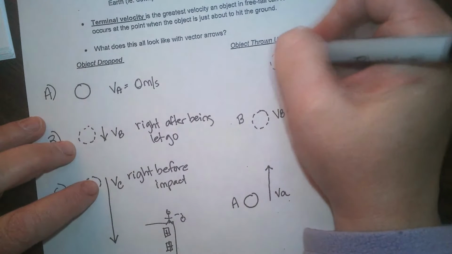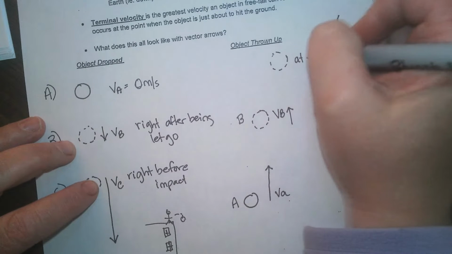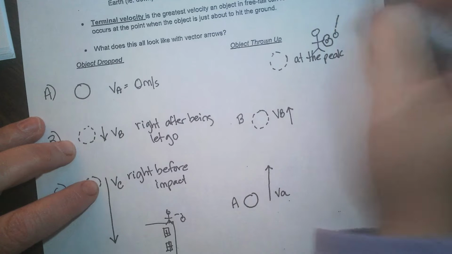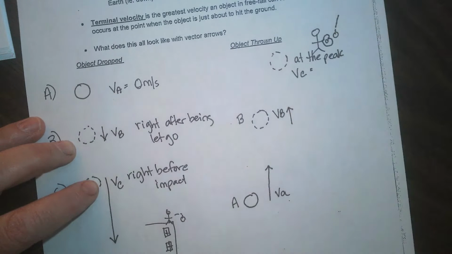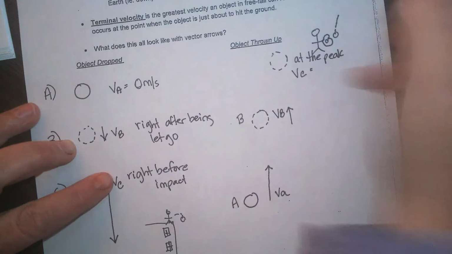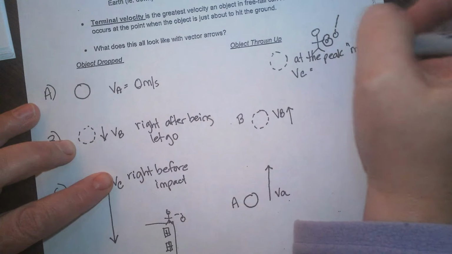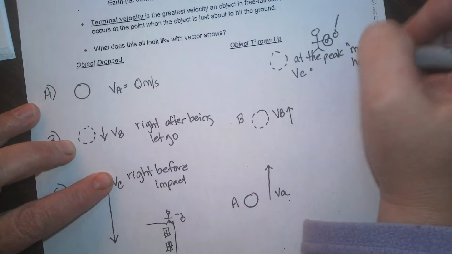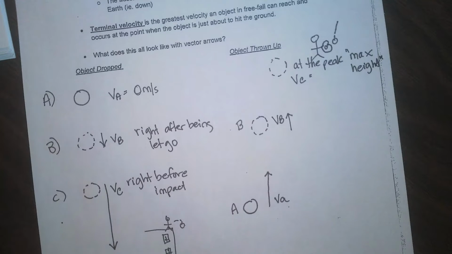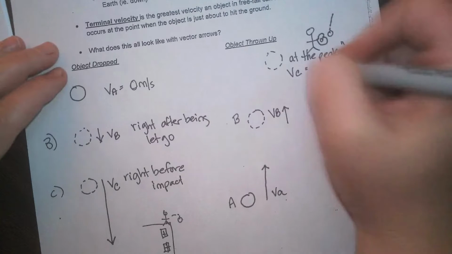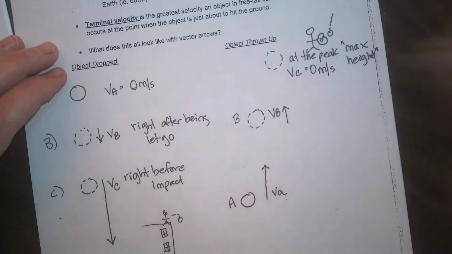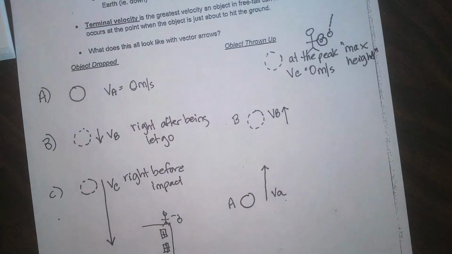Here at the peak, what do we think? At the peak, let's be more scientific. Let's call it maximum height, right before it starts falling down. If we could snapshot it, it went as high as it absolutely could, and then it starts coming back down. What do you think its velocity is? Zero. Okay.